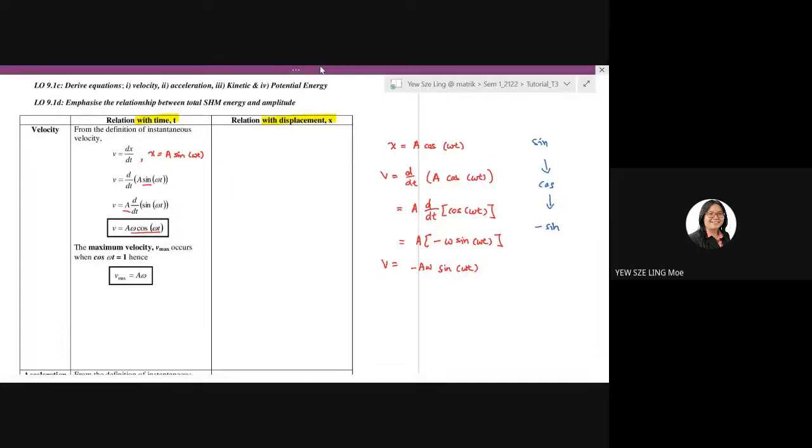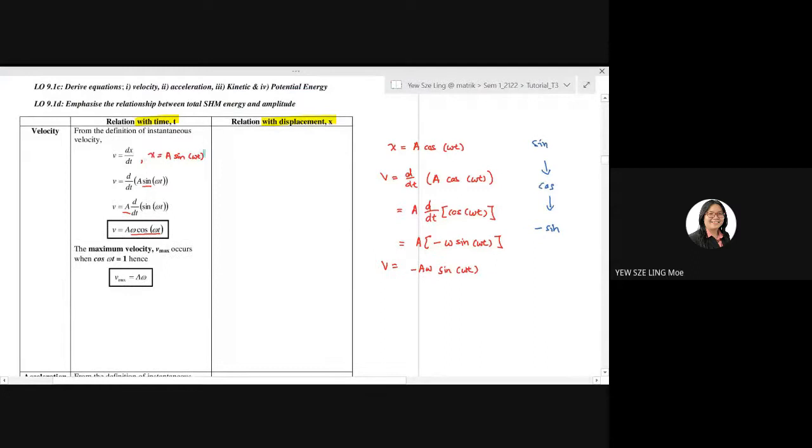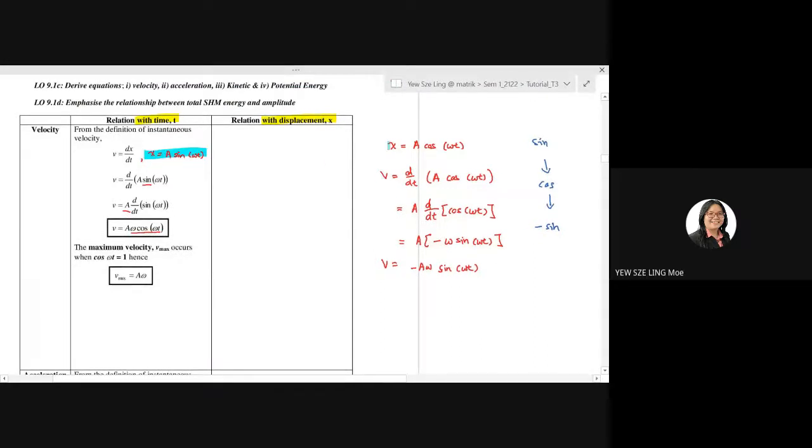So always be careful with the first equation given. See whether you are given x in terms of sine or x in terms of cos, because you will have a different v since you differentiate a different trigonometric function. So this is for the relation with time. How do I know that this is a relation with time? Because if you look at the equations, I have t in my equations.